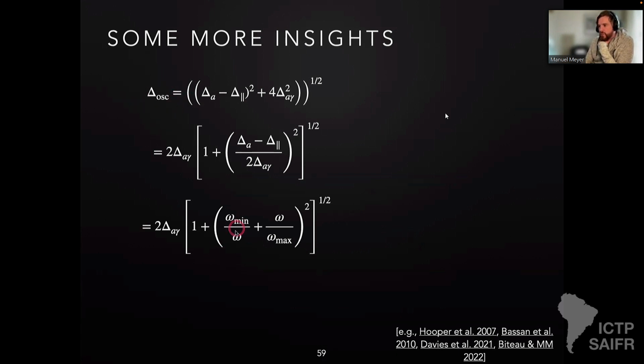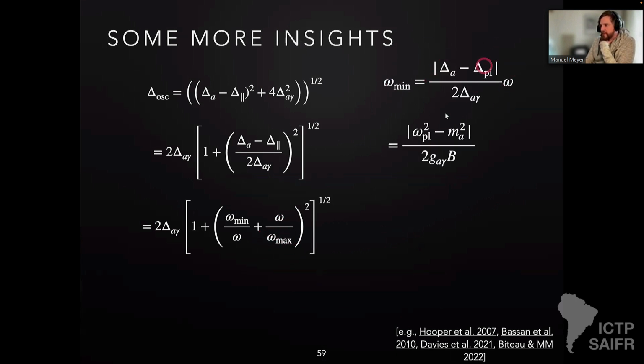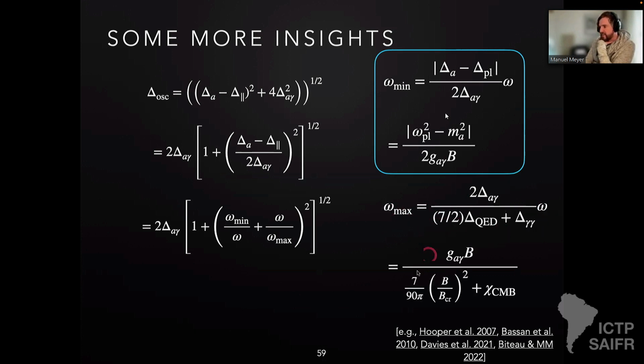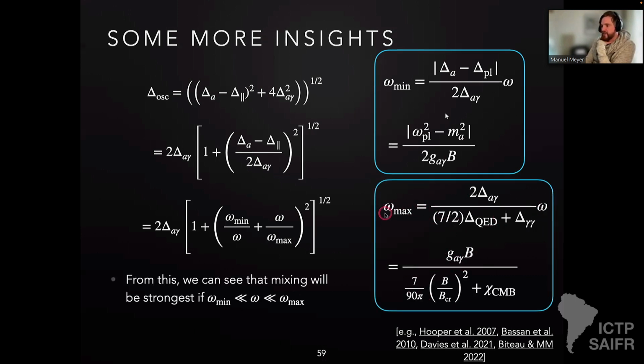So how do you do this? You want these two terms to go away. So the energy should be much larger than this minimum energy, and it should be much smaller than this maximum energy. And this minimum energy is given by this combination, which you can then plug in all these values. This is what you find. And you have your maximum energy, which is given by this, and this is what you find, okay?